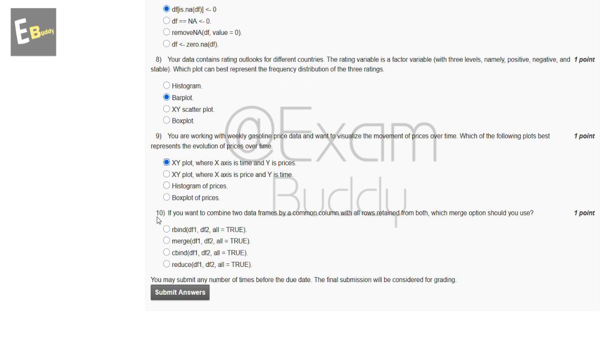Now the tenth question is: if you want to combine two data frames by a common column with all rows retained from both, which merge option should you use? So these are the options and the answer of the tenth question is B, merge(df1, df2, all = TRUE).